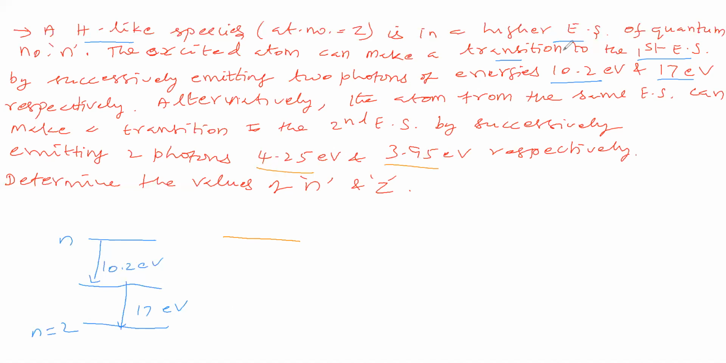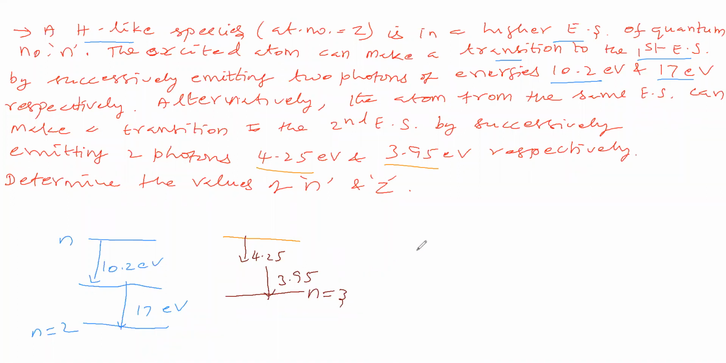Add these two values, how much are you getting? 4.25 plus 3.95, add it. Therefore, how much are we getting? So it is coming to the second excited state. Second excited state means n is equal to 3. Now it is emitting 4.25 electron volt and 3.95 electron volt.